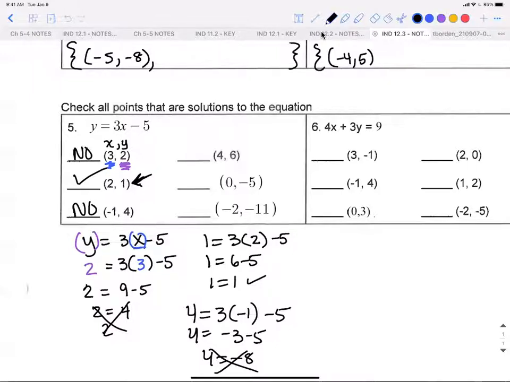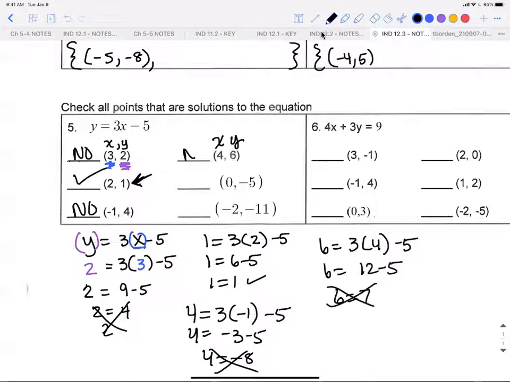Then you take the 0.46. Again, remember which one's X and Y. Honestly, that is the hardest part of this, just not flip-flopping your X's and your Y's. Know what goes where. It's Y equals, so 6 equals 3 times Y minus 5. 3 times 4 is 12 minus 5. 6 equals 7. That's not right. So no, that's not a point.